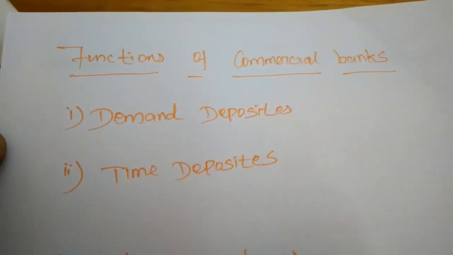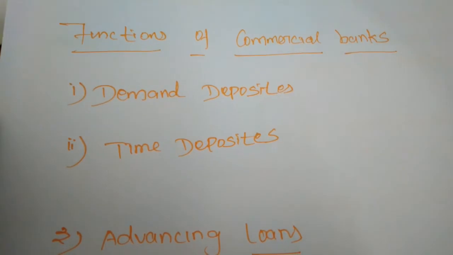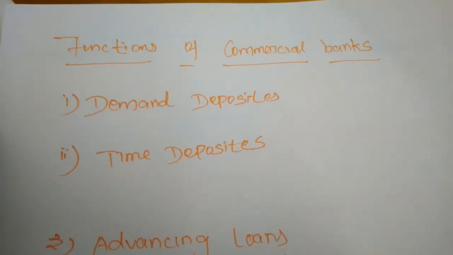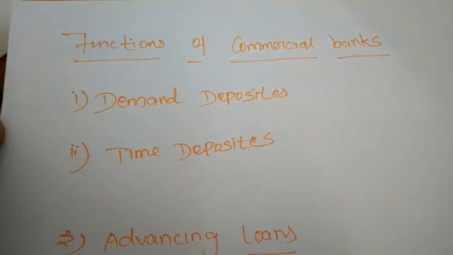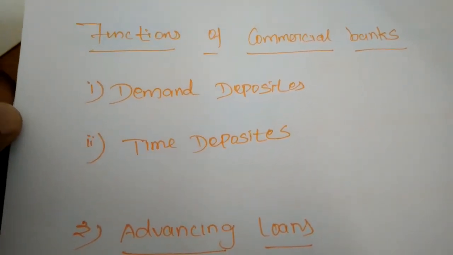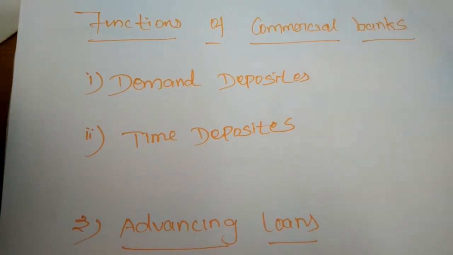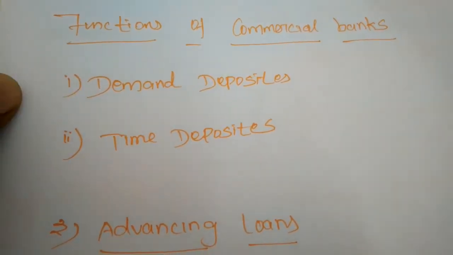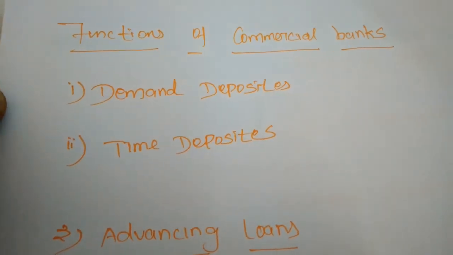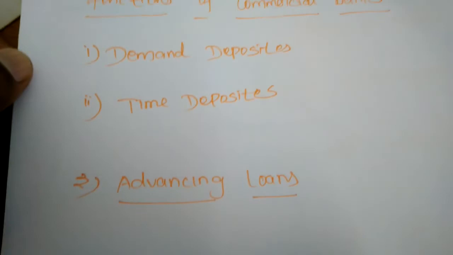So when we have a demand deposit, we can easily withdraw the money from the bank at any time without getting permission from the bank. For that we can use a withdrawal slip, or checkbooks, which are now used in modern days. We also use the ATM card to withdraw the money. Next, time deposit.